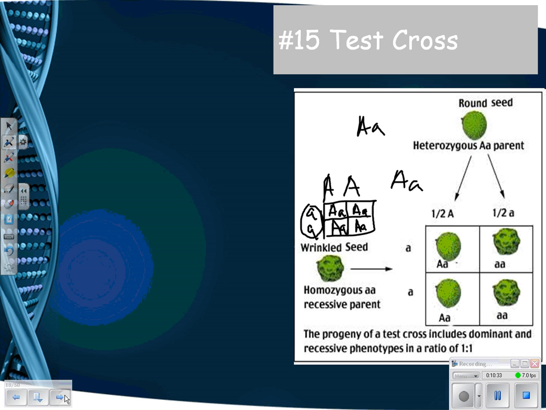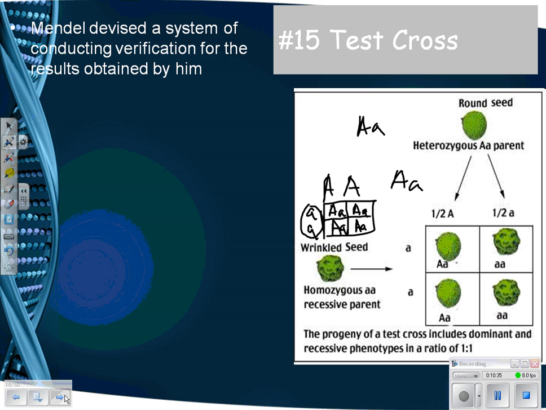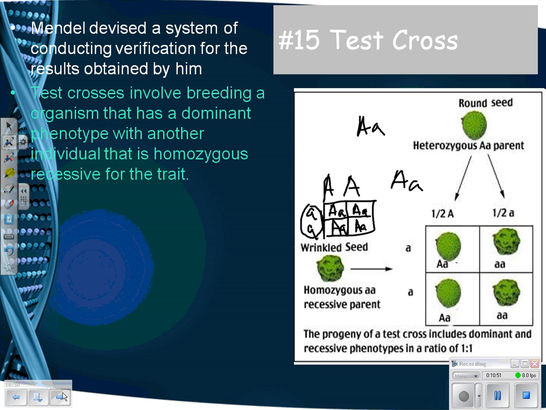Okay, so when we do a test cross, Mendel devised a system of conducting verification for the results obtained by him. So remember when he made sure his purebreds were purebred? This is how he did it. Test crosses involve breeding an organism that has the dominant phenotype. You can't tell whether it's heterozygous or homozygous dominant.